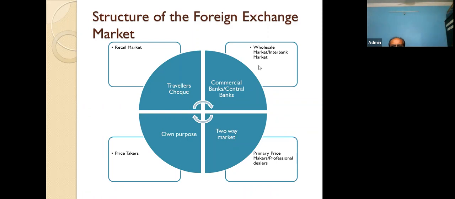And at a large level, who deals, they are known as interbank market or wholesale. And transaction which pertains to the tourist, it is known as retail market. So this way, the entire structure of foreign exchange market can be explained with these four pillars. Again, I repeat, there are four pillars: retail market, then wholesale market, then professional dealer, and price takers. Just remember these four persons.